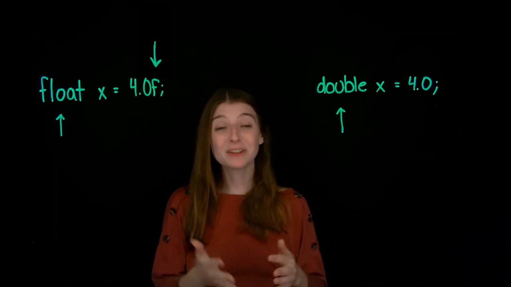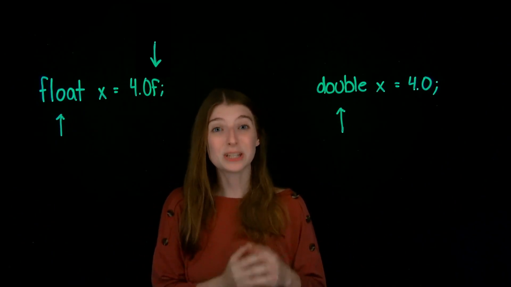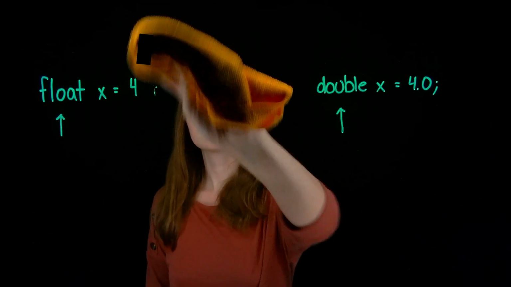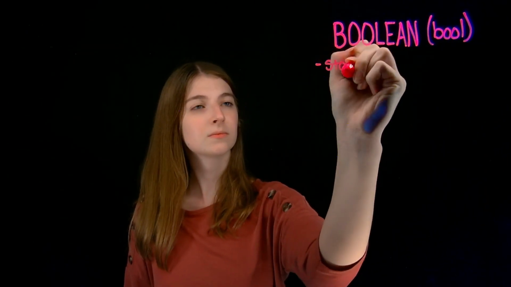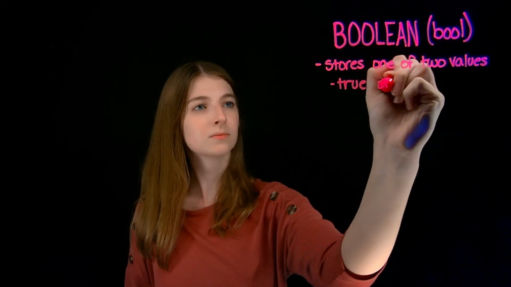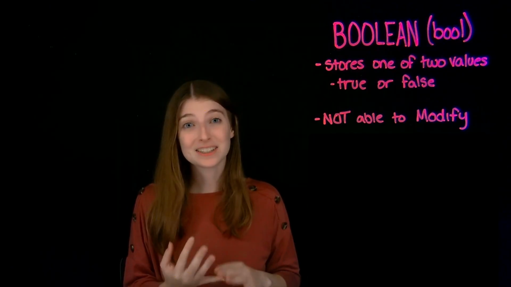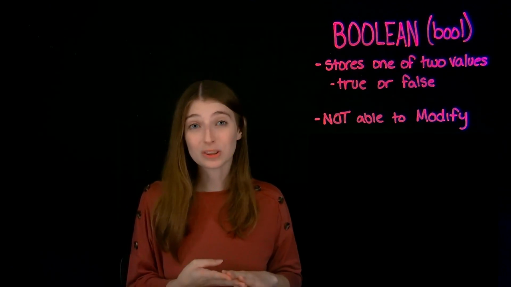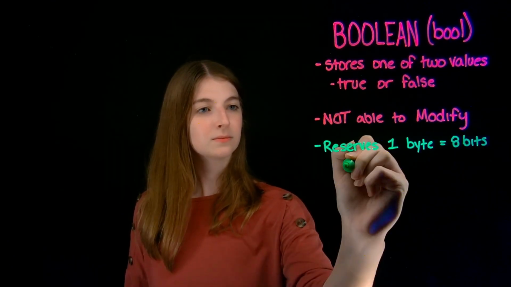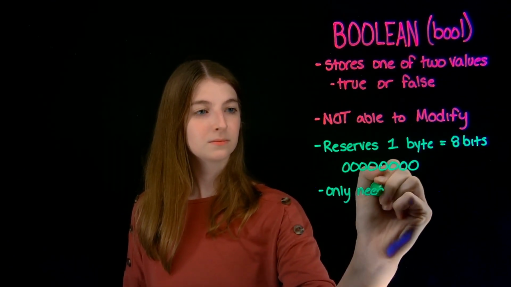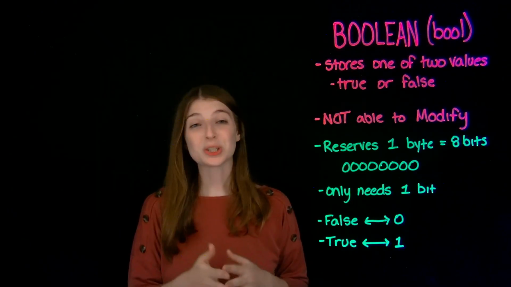All right, we've covered everything from whole numbers to decimal numbers. Now let's move on to something a little different. It's called a Boolean. A Boolean, or a bool, stores just one of two values, true or false. Unlike integers, though, Booleans cannot be modified. You cannot use signed, unsigned, short, or long with them. It's just bool. It reserves 1 byte of memory, which is 8 bits, but it really only needs 1 bit to do its job. False is stored as 0, and true is stored as 1.